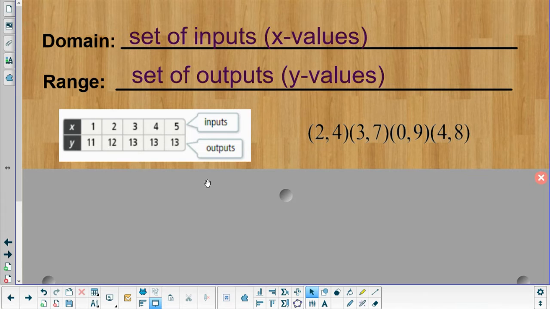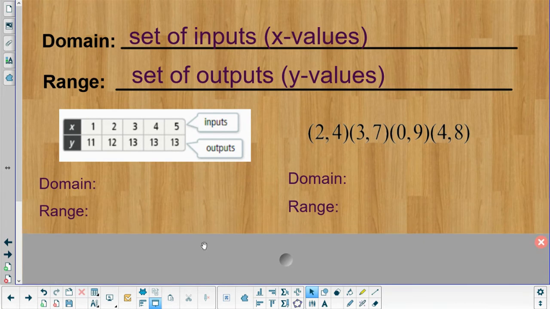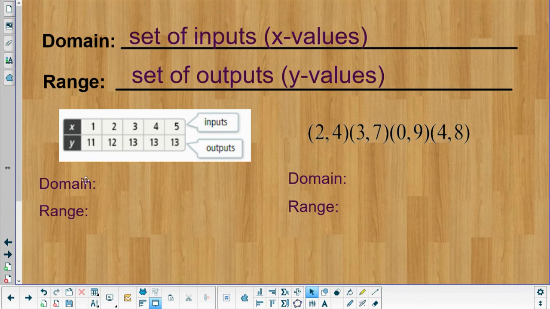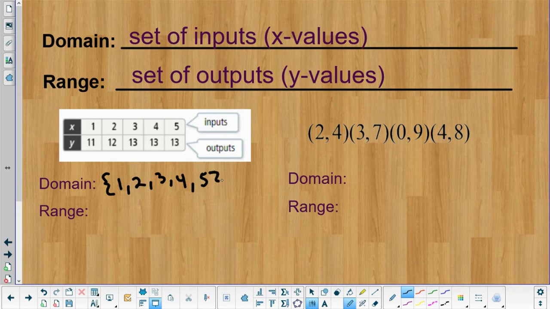Okay, in this one, we have these sets here. The domain, like we said, is all of our X values. So our domain, we would list them from least to greatest. And you don't want to list any repeats. So we can use this little symbol. We could say 1, 2, 3, 4, and 5. So basically all we did was list all of our possibilities.